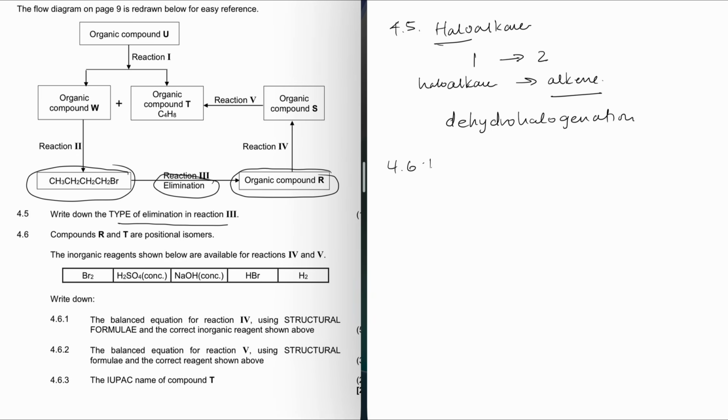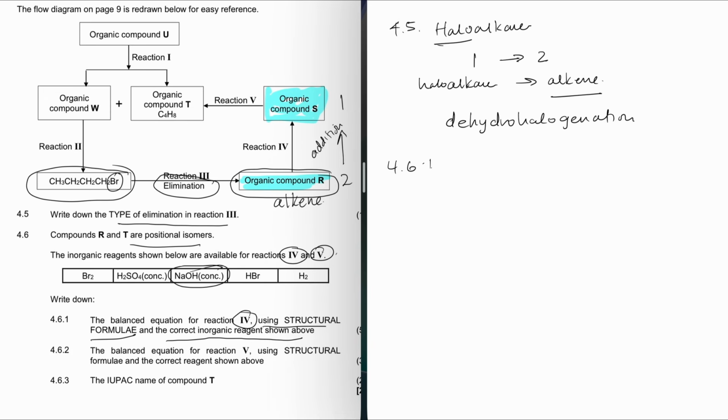Now let's take a look at question 4.6. Question 4.6 says compounds R and T are positional isomers. The inorganic reactants shown below are available for reactions 4 and 5. So we've been given this list. Question 4.6.1 says write down the balanced equation for reaction 4 using structural formulae and the correct inorganic reagent shown above.